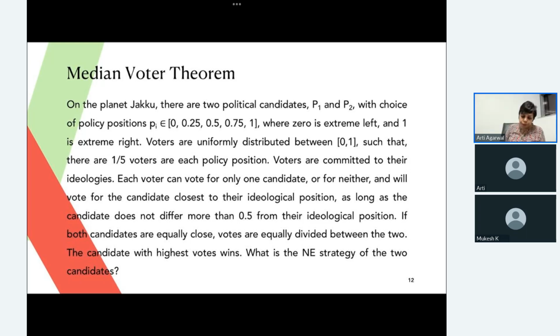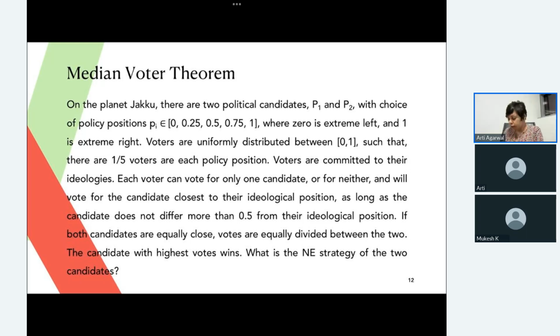Okay, so now I've taken this as an imaginary problem so that there is no conjecture about policy positions and things like that. I don't know if you watch Star Wars, there is a planet called Jakku in Star Wars. So I've just set this problem on that planet. This is not a question from any book, just so you know.